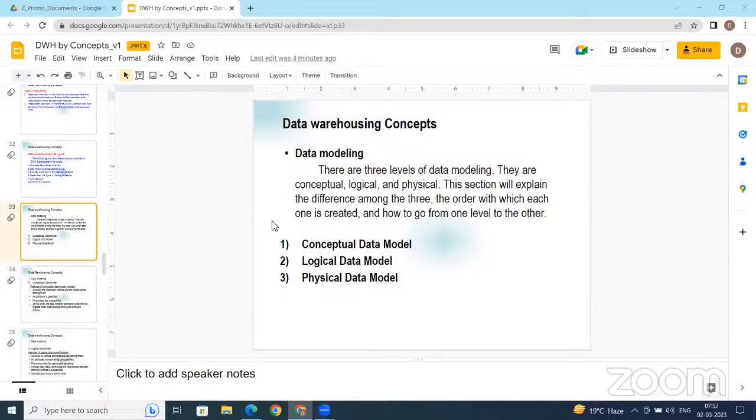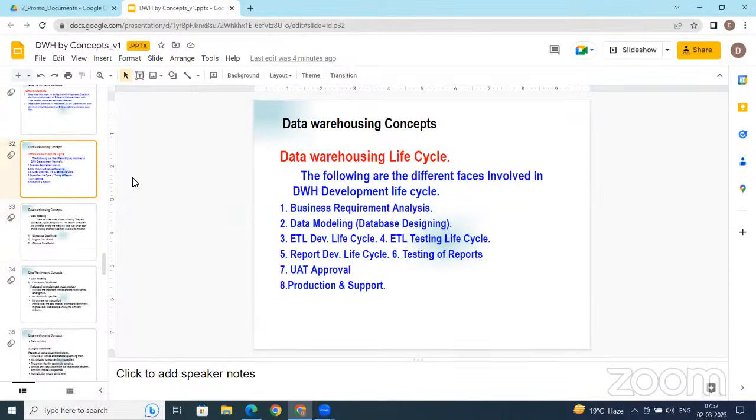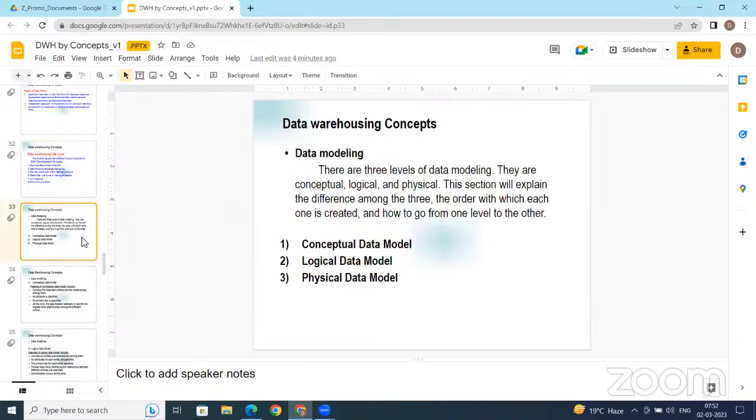Right. Yeah, so the next one is data models. This is very, very important. We have discussed that after the business requirements are clear, the next phase is that we need to build the data models, right? So what are data models? Why do we need data models?